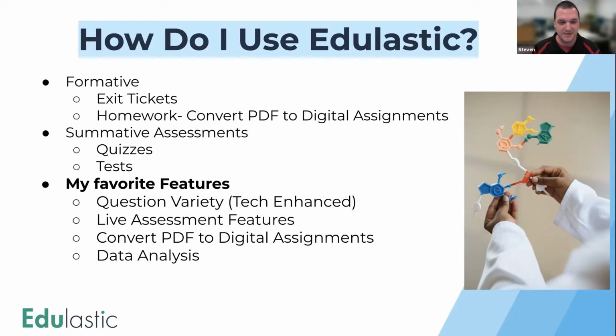So some of those key features I'll touch base on. Again, question variety, that tech enhanced. I think it started with 30. I think they said there were about 50 now. So if you could dream it, there's probably a way you could make it work on this platform. And so it's really cool if you're into making diverse questions.